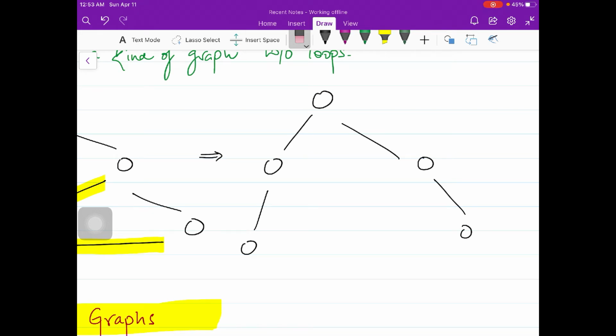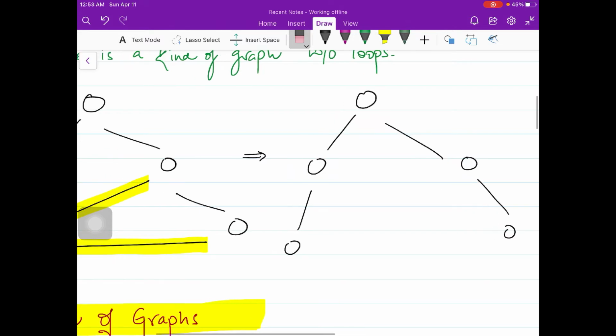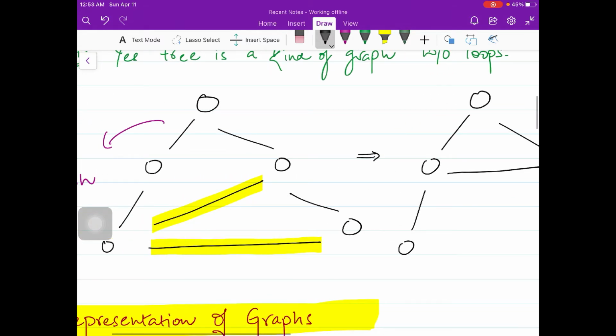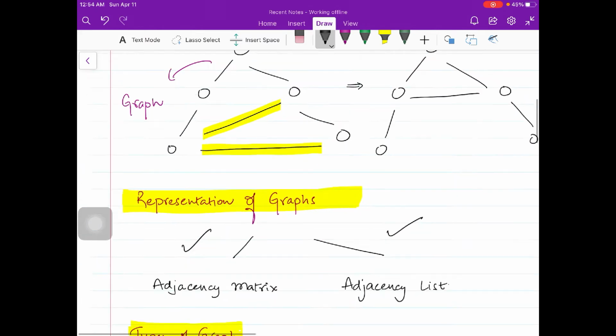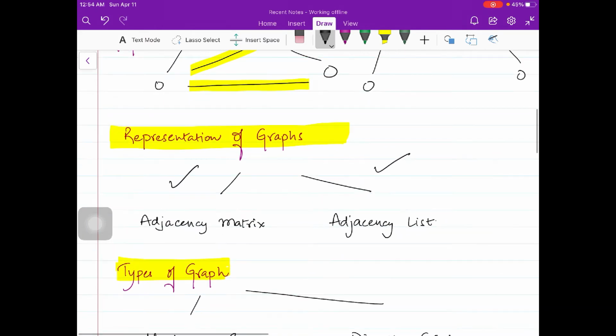Yes, this graph is a binary tree. So the point is that a tree is a graph without loops. If I have a loop here, it is still a graph, but it is no more a tree. This is one important thing you need to keep in mind. Now that brings us to the second part of this lecture, which is the representation of graphs.